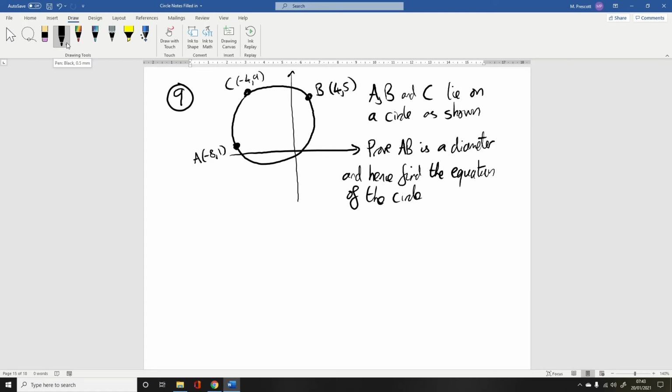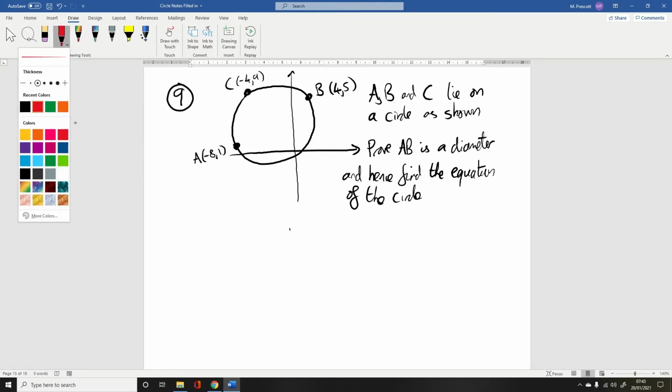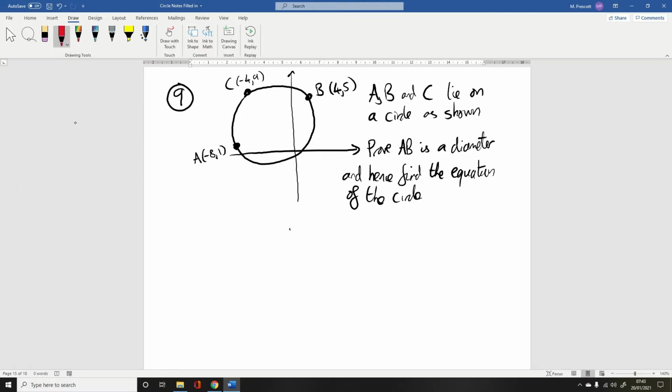Okay, so to finish off the circle notes, we're going to have a look at a few more questions that use circle theorems. So the first one we've got here, we've got points A, B and C, which lie on the outside of a circle, and the question is that we want to prove AB is a diameter and hence find the equation of the circle.